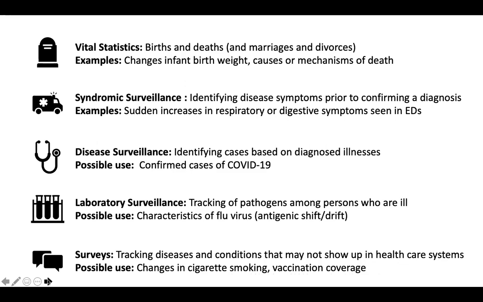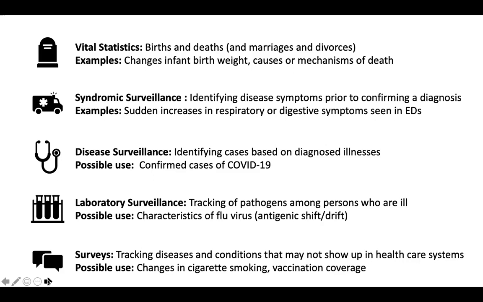So these are called different things. The way that I've distilled the information is that there are basically 5 core surveillance actions that happen within communities, within the country. The first is vital statistics. It's where we begin and end, our births and our deaths, but it also includes data on marriages and divorces. Examples of why we would use that are to see whether there are changes in birth weights of kids, or causes or mechanisms of death, whether we can get indications of that over time.